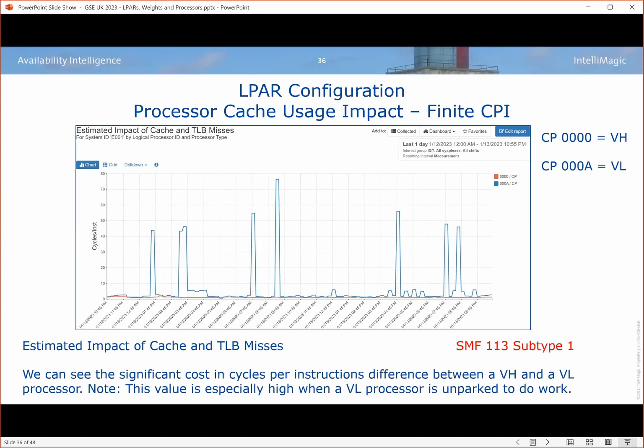Processor 0, which is a vertical high, and processor A, 10, which is a vertical low. Now, if we look at the number of cycles per instruction, it's dramatically different. Now, any workload running on that vertical low, potentially it has to be unparked. That's going to cost a lot of cycles to actually get anything done. And that's what's going to hurt us. And that's what we want to minimize. Okay.